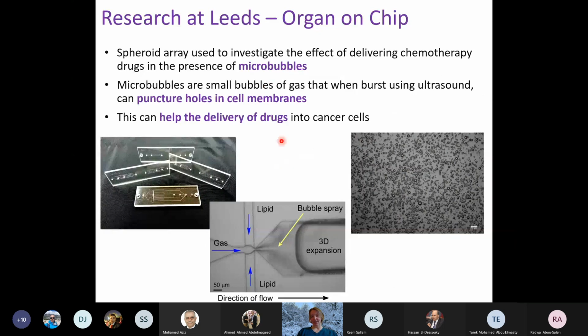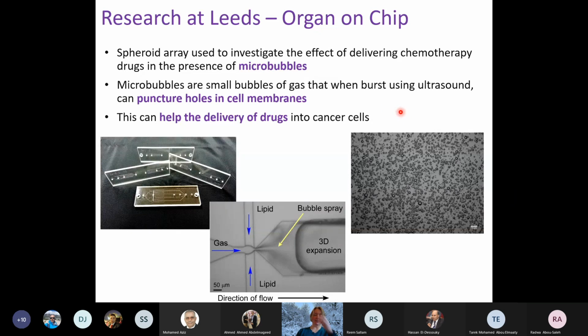What we actually wanted to use this device for was to test microbubbles. I have no idea whether you are familiar with microbubbles through Dr. Radwa or not, but I will give a little bit of an introduction. Microbubbles are small bubbles of gas that, when burst in the presence of a cell, can puncture holes in the cell membrane. We've been using this for 10 years to see if we can enhance the delivery of drugs to cancer cells by having them in the presence of a microbubble and bursting them with an ultrasound pulse.